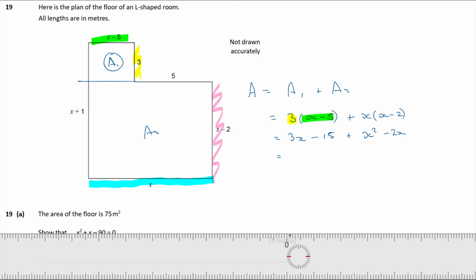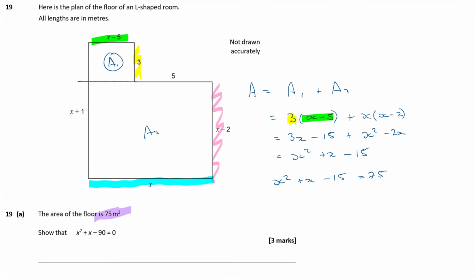Right, let's collect like terms together. Let's bring the x squared to the front, and I've got 3x minus 2x, that's x, and I've got minus 15, and we're told that that is equal to 75. So I can say that x squared plus x minus 15 is equal to 75. Okay, so then let's just bring the 75 over to the other side. I'm going to get x squared plus x minus 90 equals 0. Which, so it's shown, isn't it?